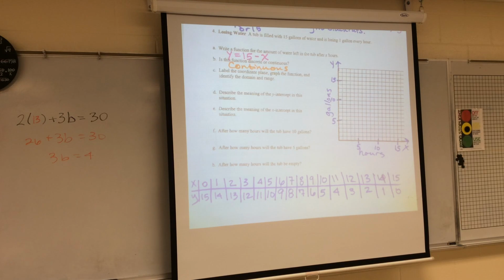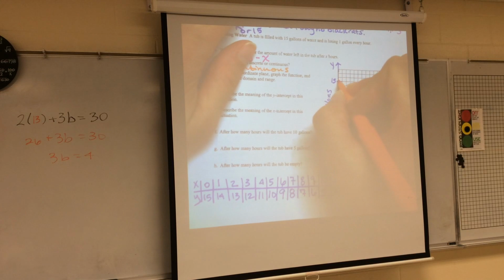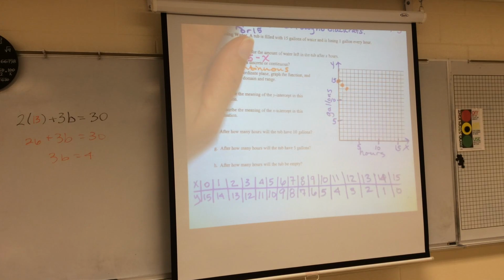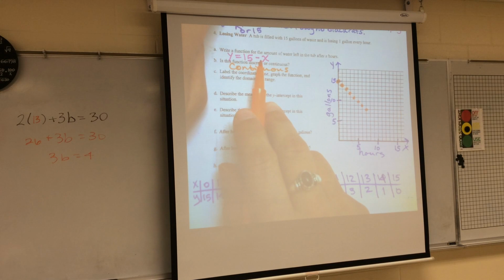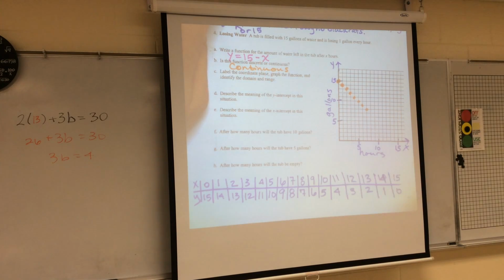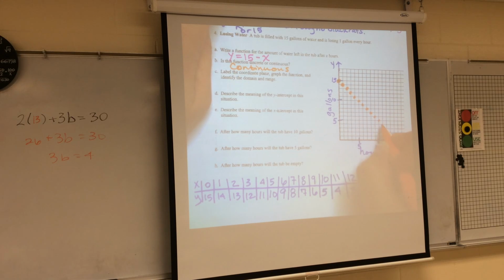So when x is 0, y is 15. When x is 1, y is 14. When x is 2, y is 13. So what's happening here to get to the next point? You just go down and over 1, right? Down 1 and over 1. Whoa, slope. Because what's the slope of that line? -1, right? So you're going to go down 1, over 1, down 1, over 1, down 1, over 1.